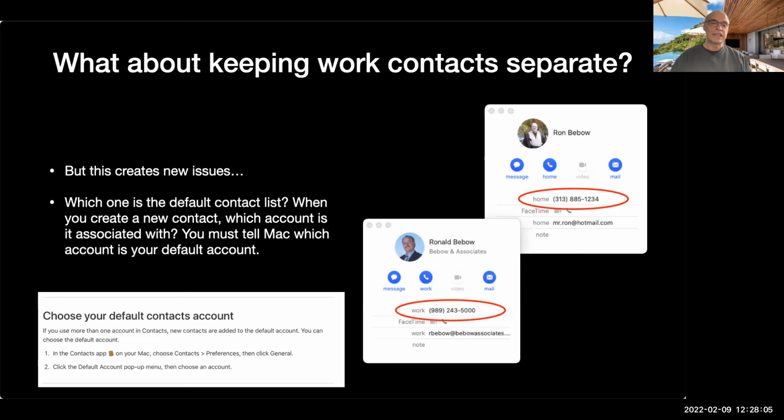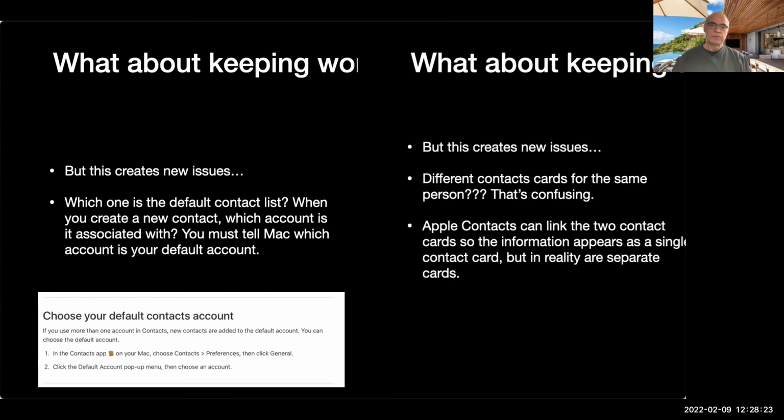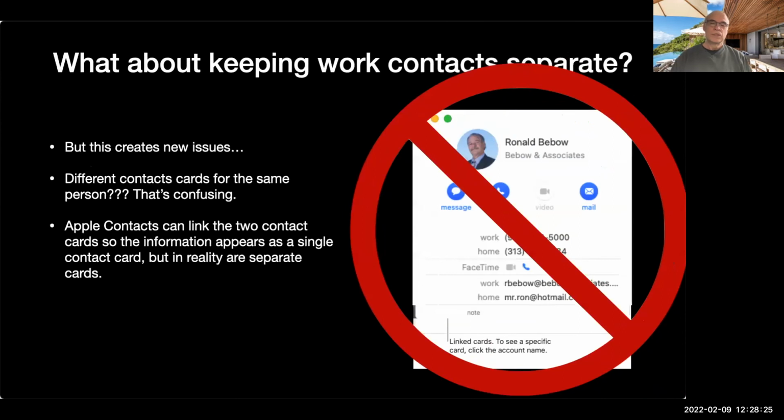So you can see it's getting complicated. Now all new contacts will automatically be created in your selected default account. I think you can see how this is starting to get confusing, and that's why we're here today. Some of you may have gotten into this situation by accident. So now we got two contact cards for Ron and for Ronald, who are really the same person. So, oh boy, here we go.